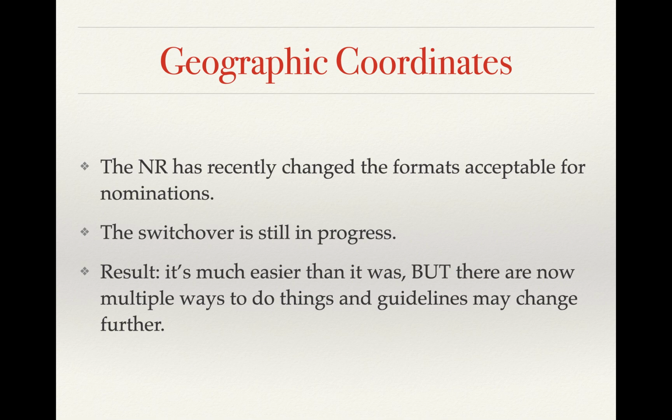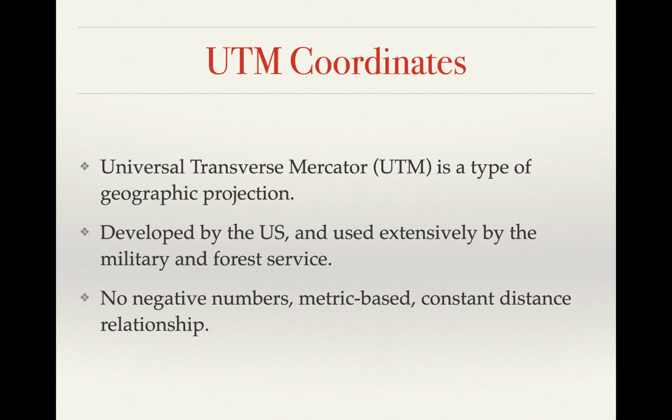So I'm just going to go over UTMs real quick, just so you know what they are. But then I'm going to focus on just telling you how to get this done easy. So Universal Transverse Mercator is a type of geographic projection. And unlike lat long, number one, it was developed in the U.S. primarily, originally for the military and then for the Forest Service. The U.S. Department of the Interior, of which the NPS is part, obviously wanted to use that over lat long.